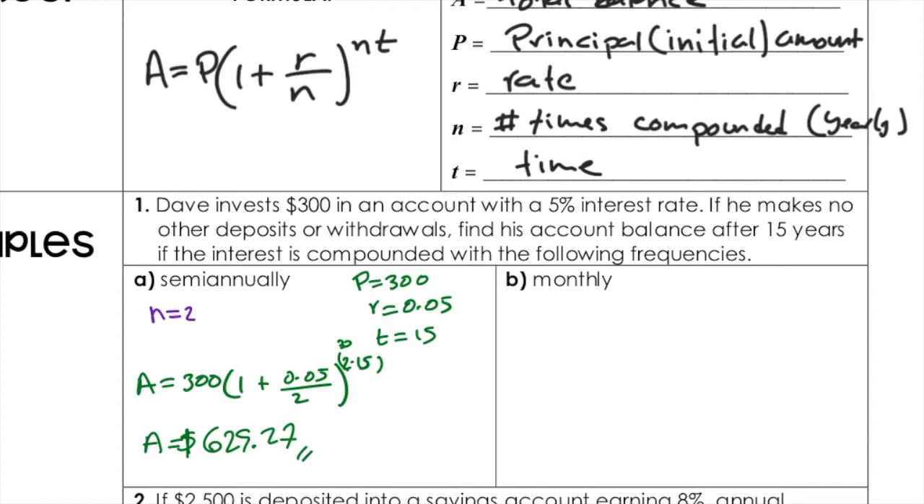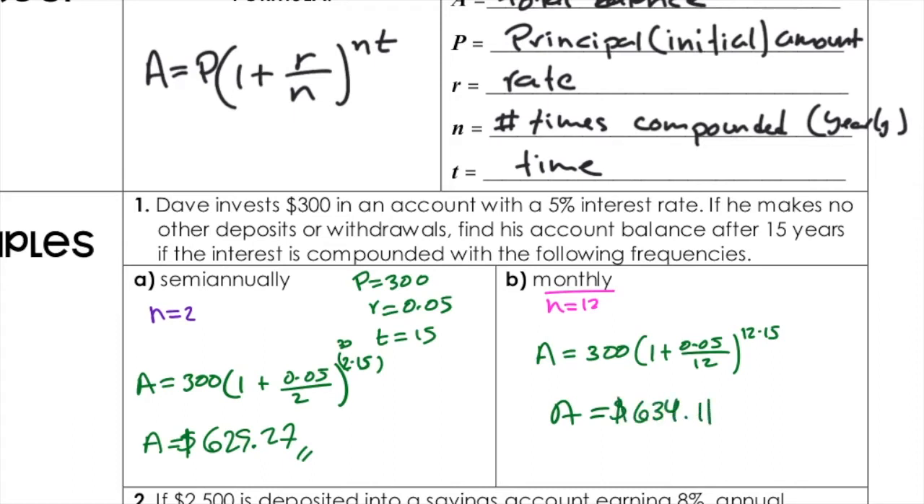Let's see the next one. On this one, N is going to be 12 because it's monthly, right? So again, the principal and everything is the same: A equals 300 times (1 plus 0.05 over 12) to the 12 times 15, right? So again, going to our calculator, this is 634.11.